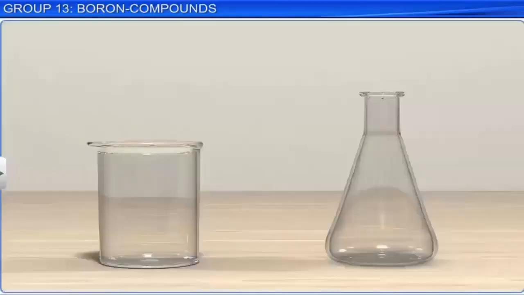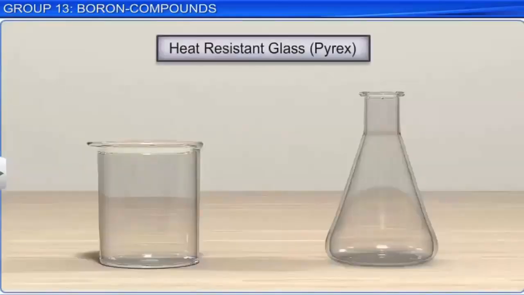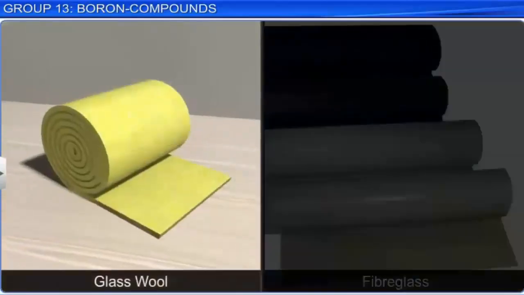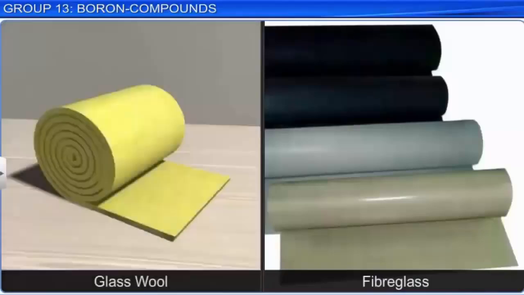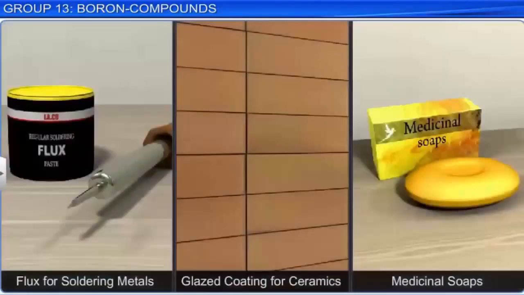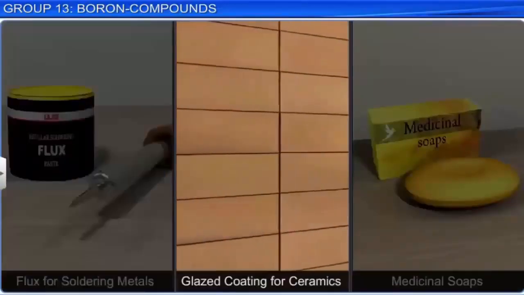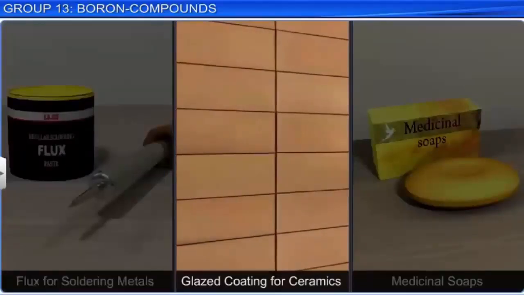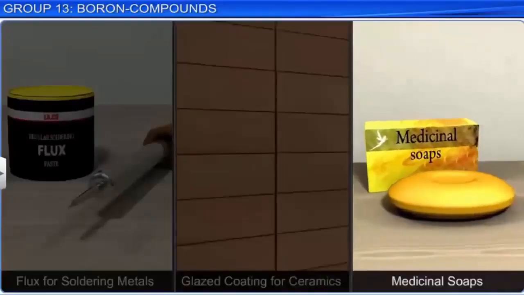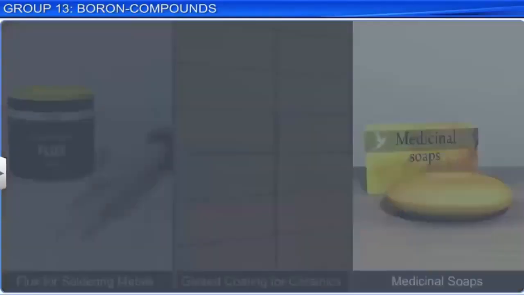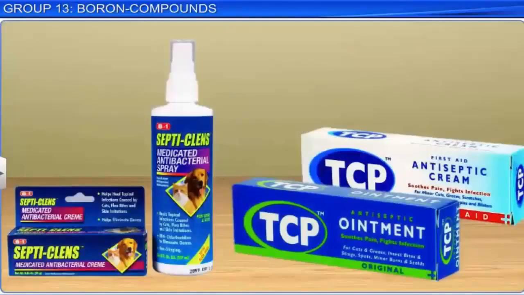Borax and boric acid are used in the manufacture of heat-resistant glass, such as Pyrex. They are also used to make glass wool and fiberglass. Borax is used as a flux for soldering metals, for heat, scratch, and stain-resistant glazed coatings for ceramics, and in the manufacture of medicinal soaps. Dilute aqueous solutions of boric acid can be used as mild antiseptics as well as an eye wash.